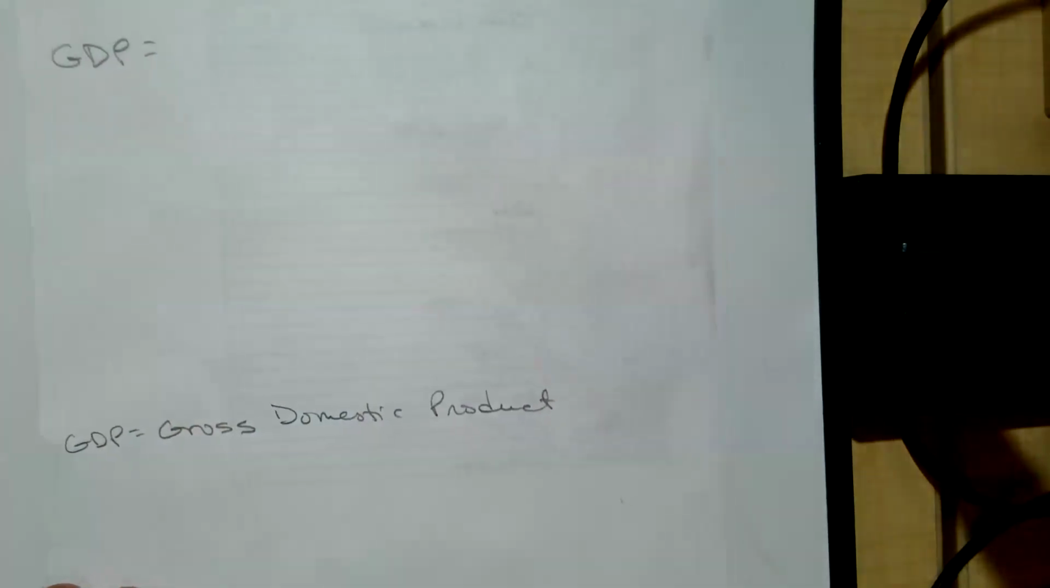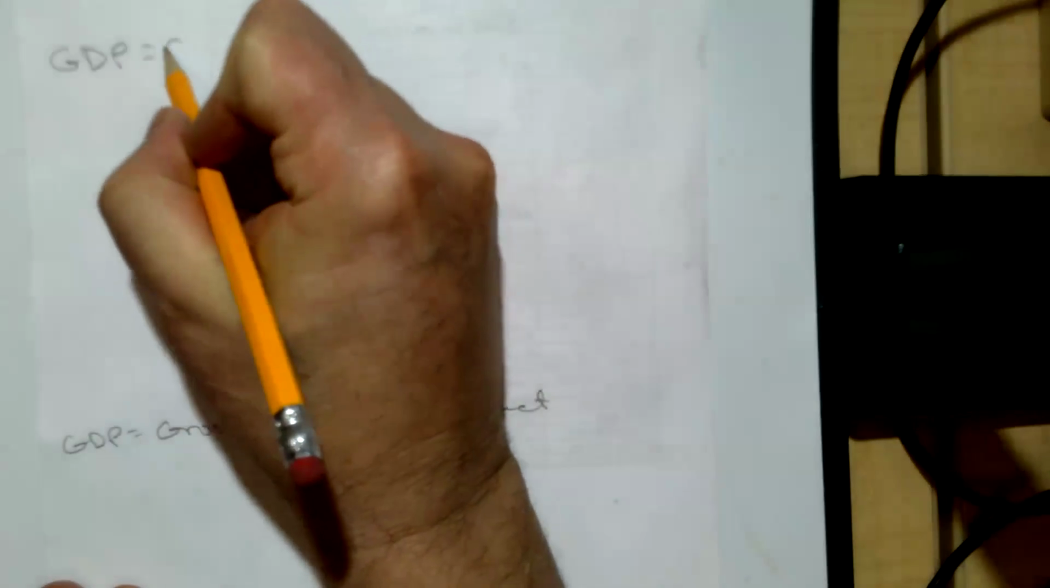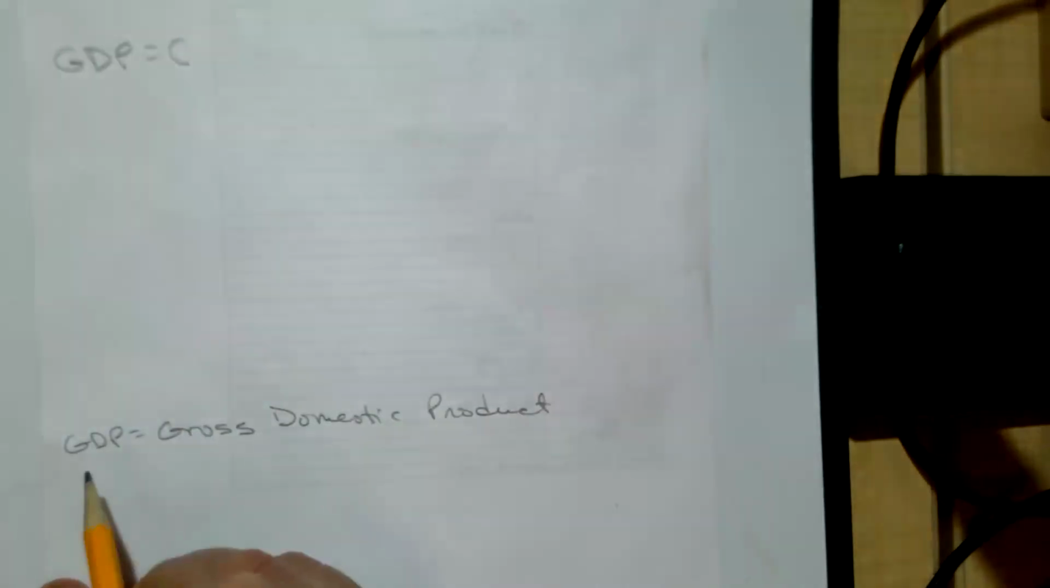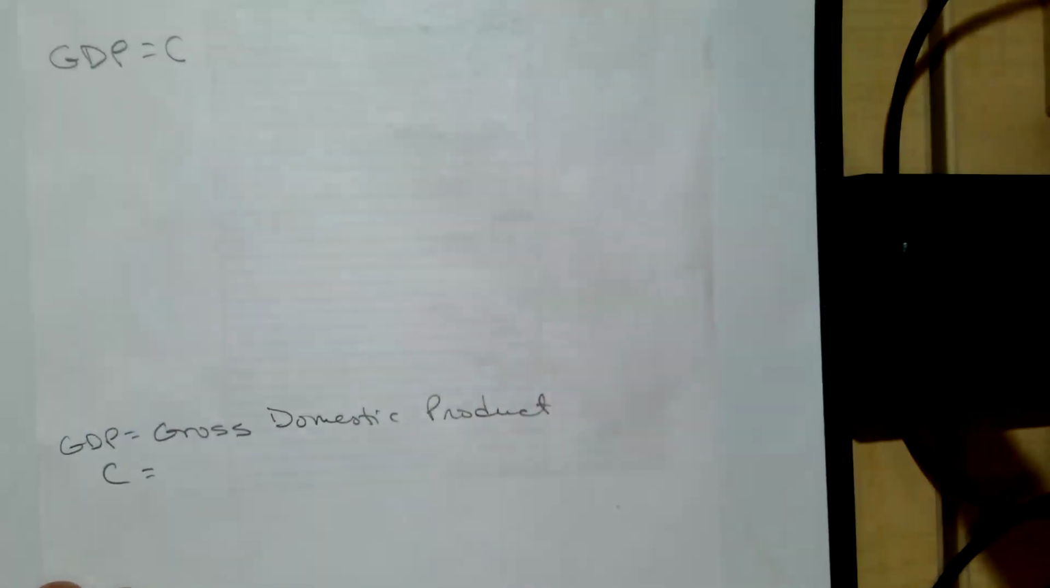So the size of our economy is made up by how much C, or consumption, you and I partake in. So C stands for consumption. You could also say this is consumer spending. How are consumers feeling right now? Are they spending money? Or are they holding back on spending money?